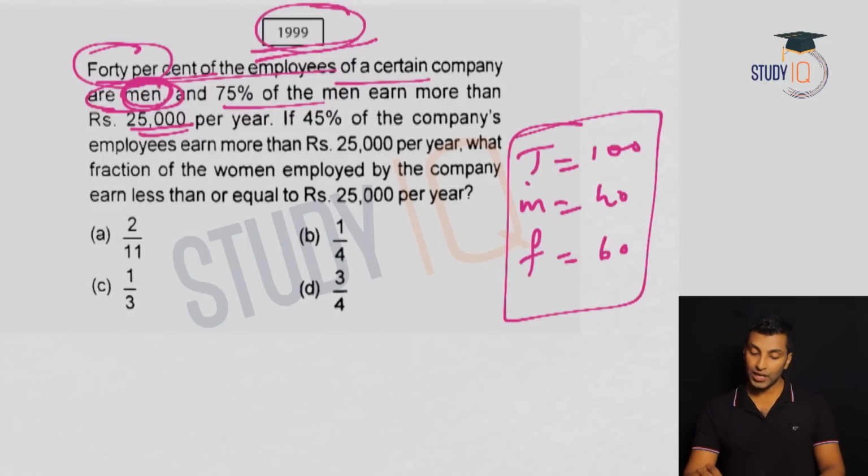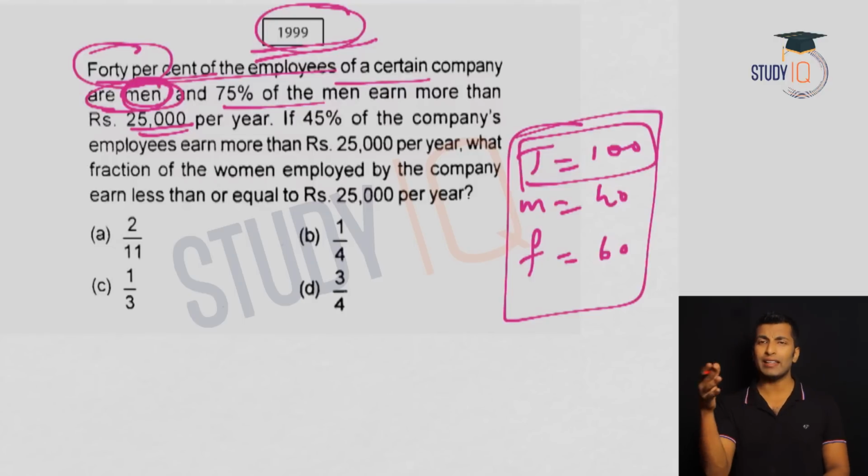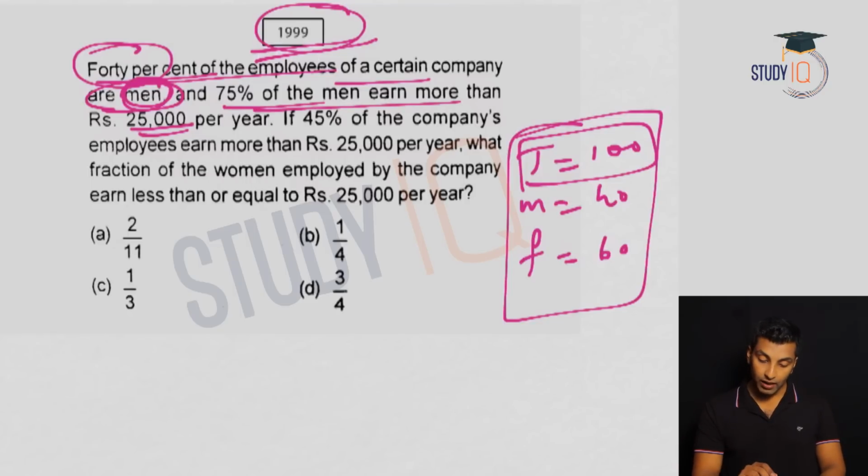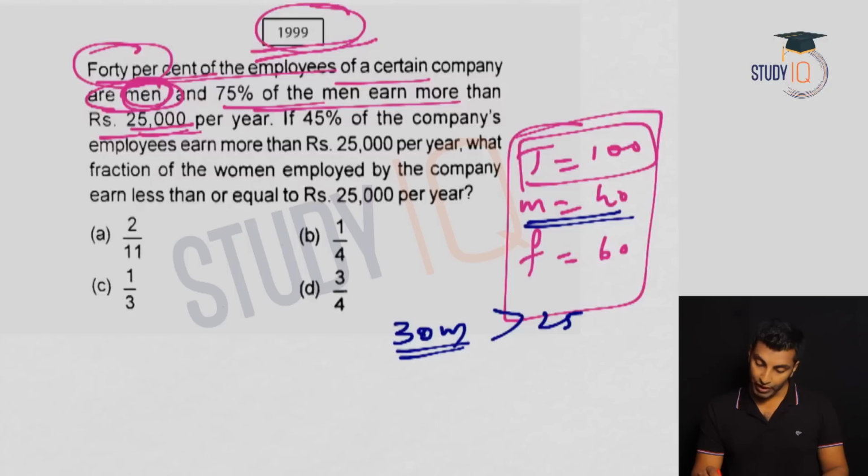So this is our assumption, total is 100. Now whatever we get in the end, we will try to adjust it with the assumption. That's the idea. So male is 40 and female is 60. Now let's see. 75% of the men earn more than 25,000. So 75% of this 40. What is 75% of 40? 75% means 3 out of 4. So what is 3 out of 4 of 40? That is 30.